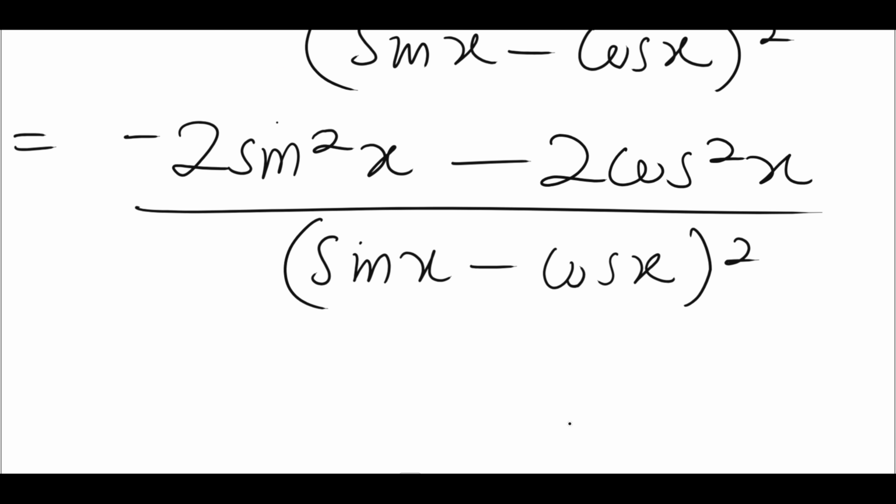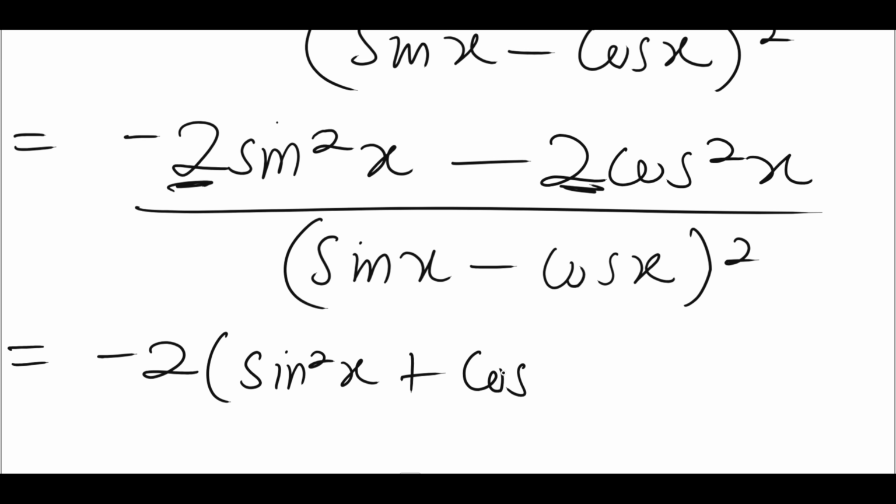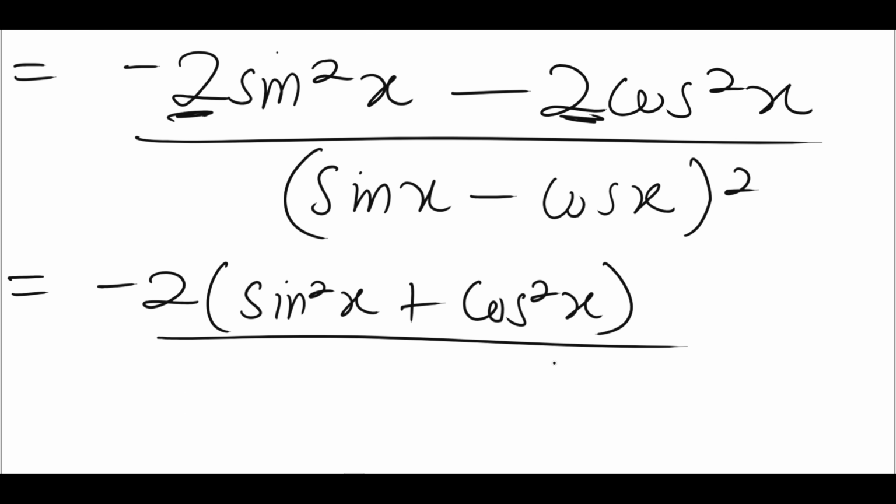So we can now factorize negative 2 out, because negative 2 is common to the two terms in the numerator. So we have negative 2 times (sin x squared plus cos x squared), then divided by (sin x minus cos x) squared.